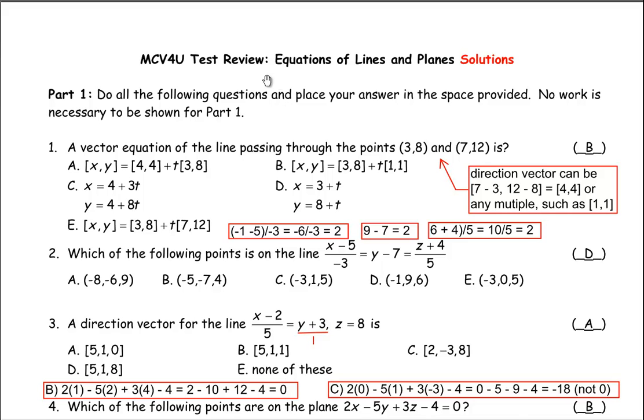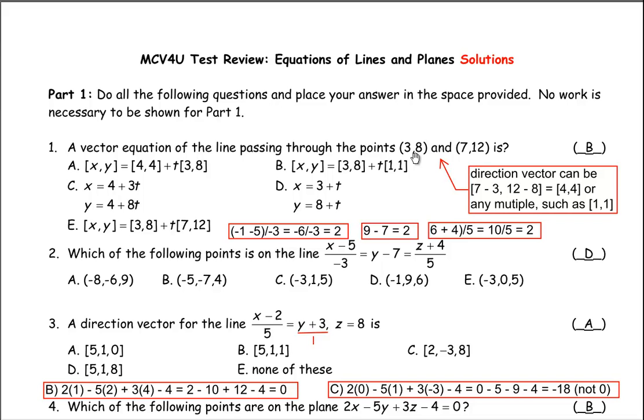In this video, we'll take a look in detail at the review solutions for those equations of lines and planes test. In the multiple choice, we'll start with the first question. We're asked to find a vector equation of a line passing through the points (3, 8) and (7, 12).